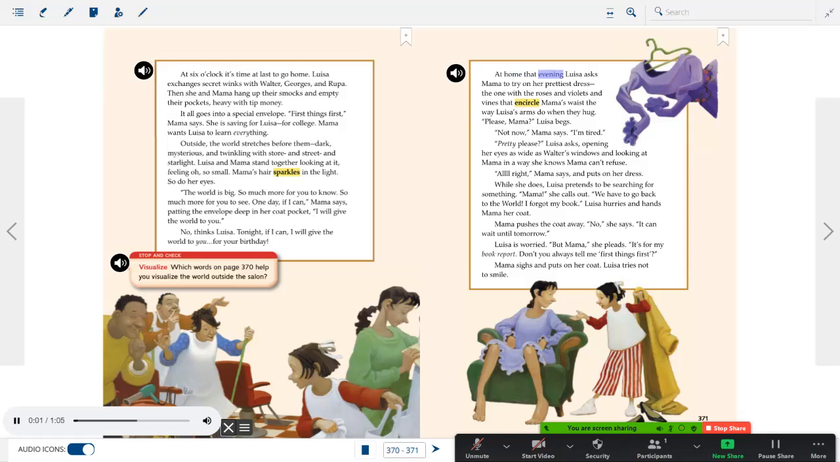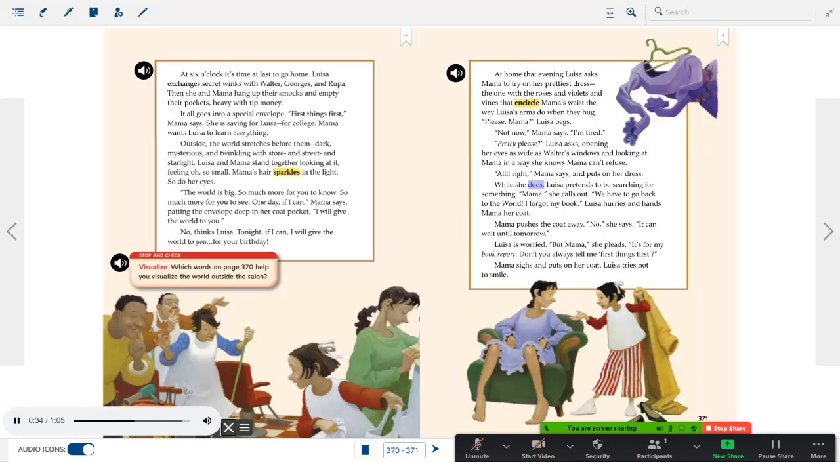At home that evening, Louisa asks Mama to try on her prettiest dress, the one with the roses and violets and vines that encircle Mama's waist the way Louisa's arms do when they hug. "Please, Mama," Louisa begs. "Not now," Mama says. "I'm tired." "Pretty, please?" Louisa asks, opening her eyes as wide as Walter's windows and looking at Mama in a way she knows Mama can't refuse. "All right," Mama says, and puts on her dress.